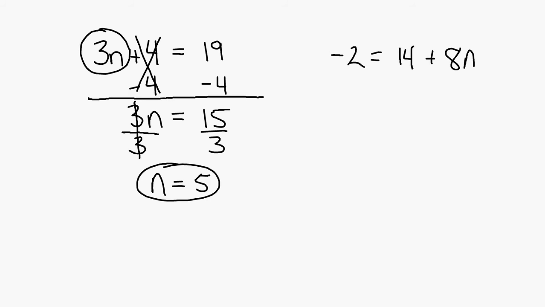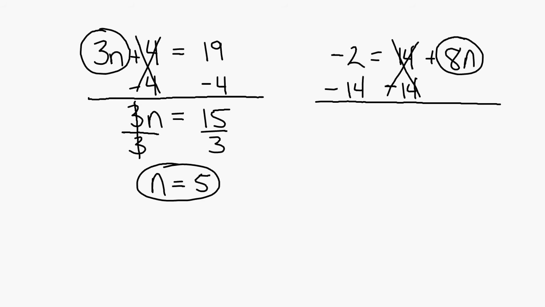All right, in this problem, the variable is on the right-hand side of the equal sign, but you're still trying to isolate this. This is having a 14 added to it, so the first step would be to subtract 14 from each side. The 14s cancel each other out. And negative 2 minus 14 is negative 16. And that's going to be equal to the 8 times n.